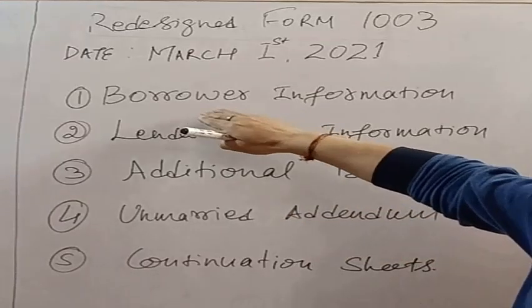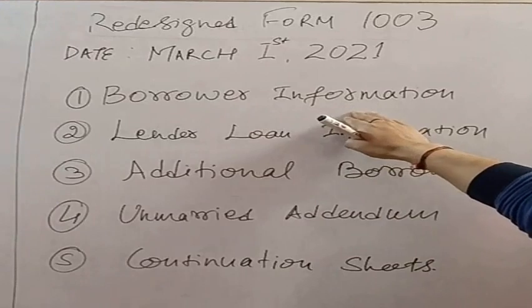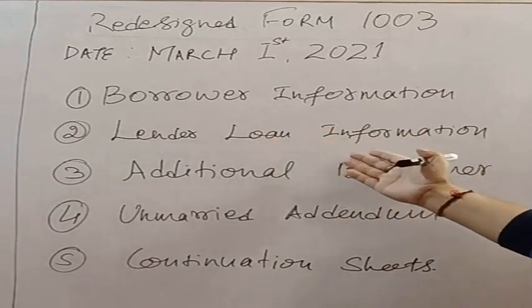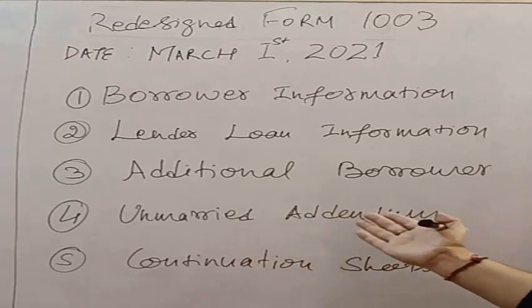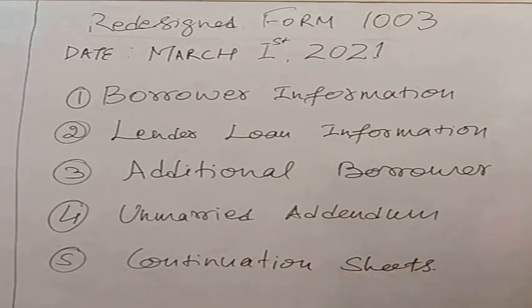Let's see. So the first form will be borrower information, right? The second form, lender loan information. The third is additional borrower. Number 4 is the unmarried addendum, and the fifth is the continuation sheet.